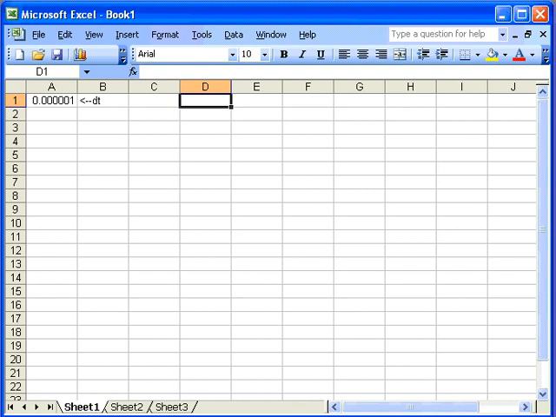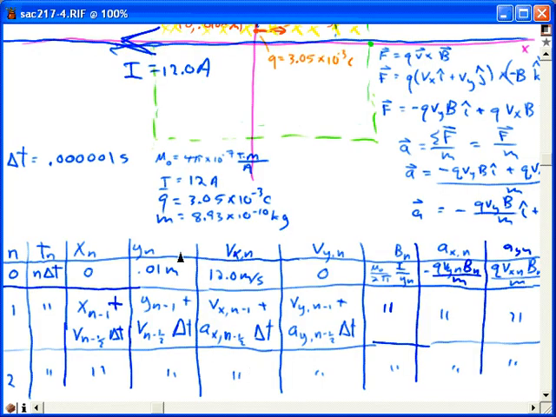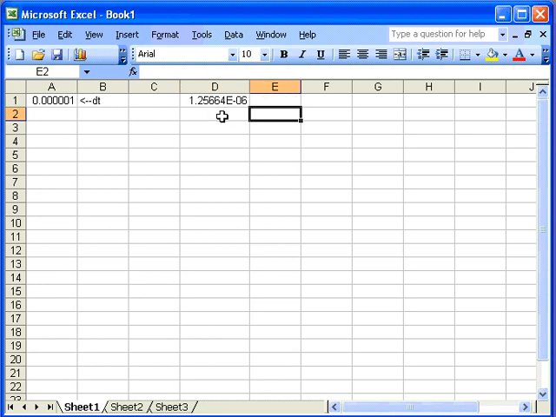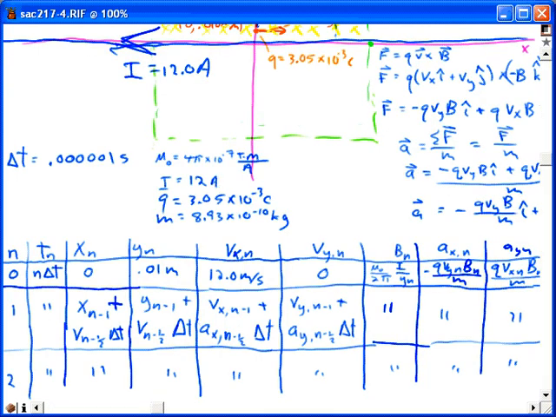And then some of these other values I had: mu 0, 4 pi times 10 to the minus 7th. So I go equals 4 times pi, open close parentheses, and then times 1e minus 7 means times 1 times 10 to the minus 7. And I'm calling that mu sub 0. What else do I have here as far as values that I need?